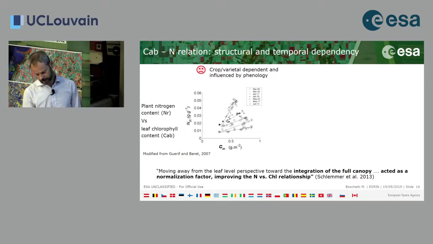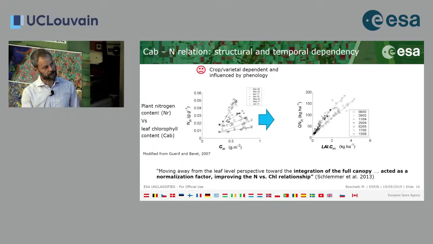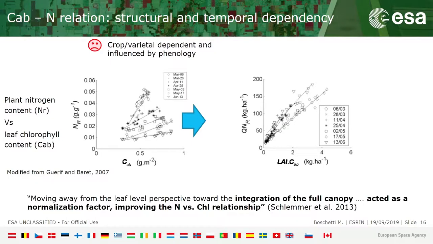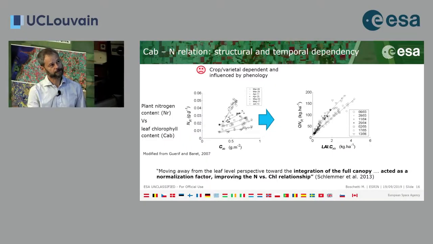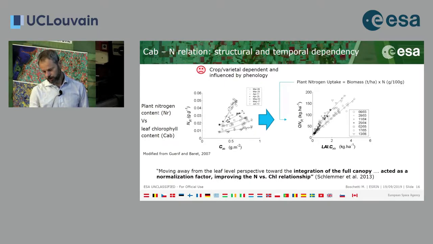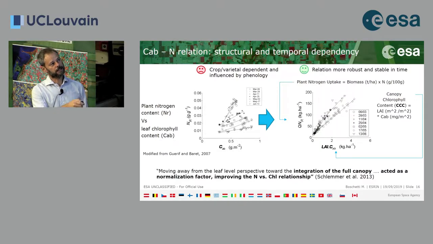But the nice thing is, and maybe you saw already yesterday, that from an agronomy point of view, when we integrate the chlorophyll on LAI, it becomes the canopy chlorophyll content, and we can express it as the weight of chlorophyll per hectare of our field. It is clearly related to the quantity of nitrogen absorbed by the plant. So the good news is that, while at leaf level we are much more sensitive to phenological stage and variety, in this condition we are less affected. So this could be our first target that we want to address with remote sensing.